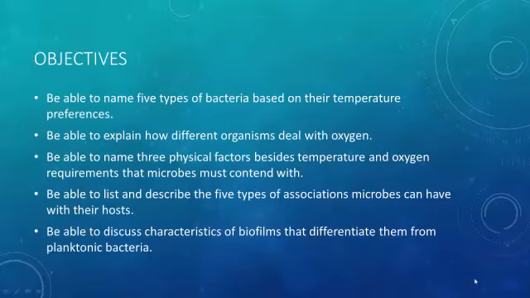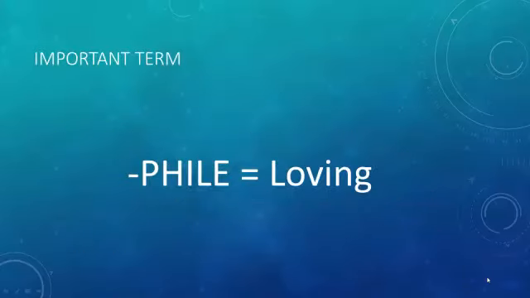growing. The learning objectives for this topic are to be able to name 5 types of bacteria based on their temperature preferences, be able to name how different organisms deal with oxygen, be able to name 3 physical factors besides temperature and oxygen requirements that microbes must contend with, be able to list and describe the 5 types of associations microbes can have with their hosts, and be able to discuss the characteristics of biofilms that differentiate them from planktonic or floating bacteria.